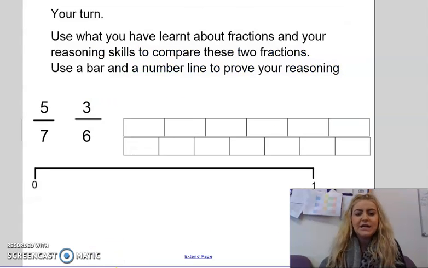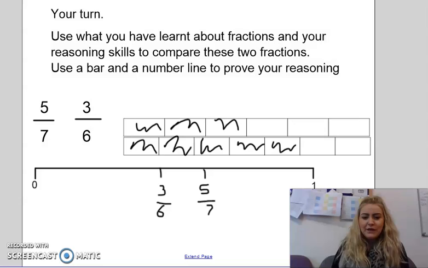So now it's your turn. I'd like you to pause the video and have a go at comparing 5/7 and 3/6. I don't want you to find a common denominator, I want you to use reasoning. So what do you know about those fractions? Use 1/2 to help you. Then if you can, I'd like you to draw the bars and a number line and have a go at placing them on there. Good luck!